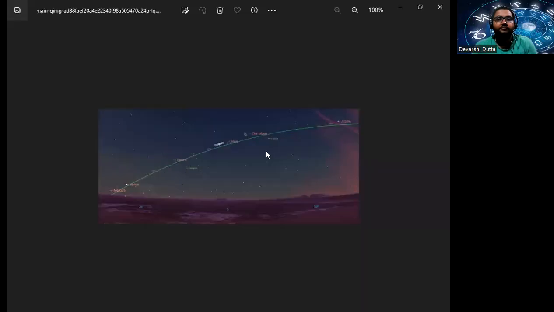For example, if you see the sun in the sky, the sun follows a specific curve in the sky, right? Let me share my screen. I have an image ready. Okay, here it is. You see?